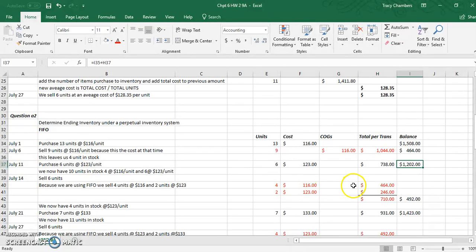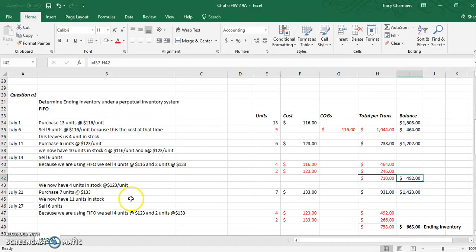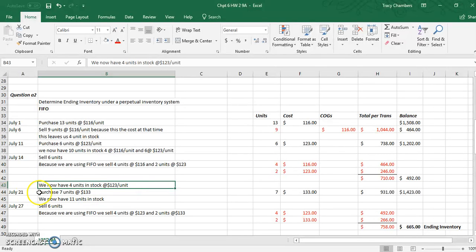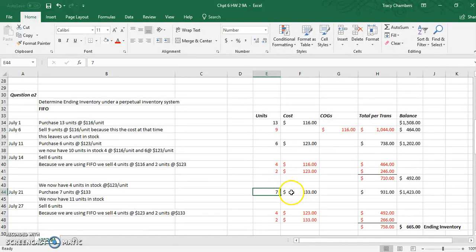So the 4 at $116 comes to $464. The 2 at $123 comes in at $246 for a total cost of goods sold of $710, which now brings our balance to $492. And we have 4 units left in stock at $123 per unit. On July 21st, we purchased 7 units at $133. So 7 units at $133 gives us a total transaction of $931 and a balance of $1,423.